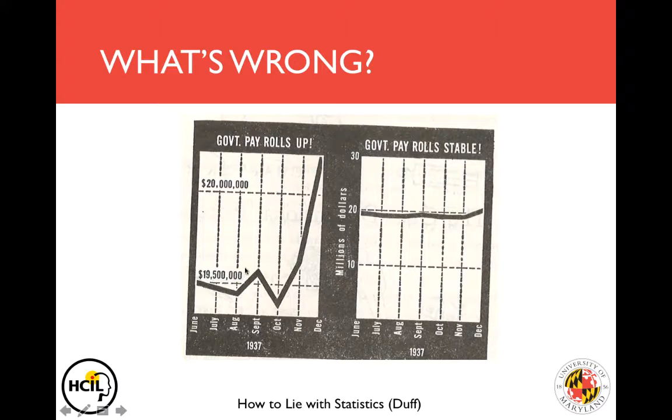So the one on the left starts at just under 19 million and goes up to 20 million, so it looks like you have a really sharp increase. Exactly the same data here that starts at 0. Which one of these is correct? The answer is it depends what you're trying to do.